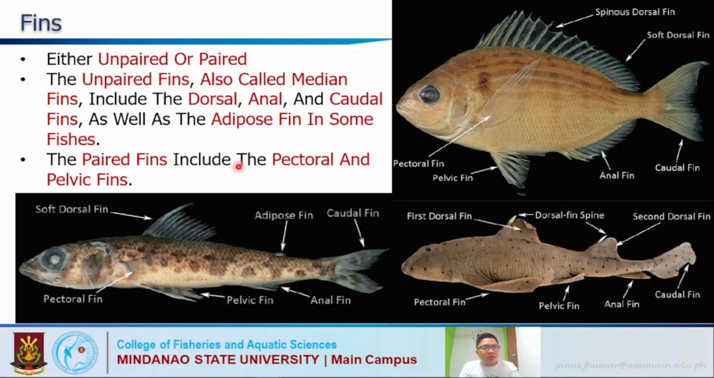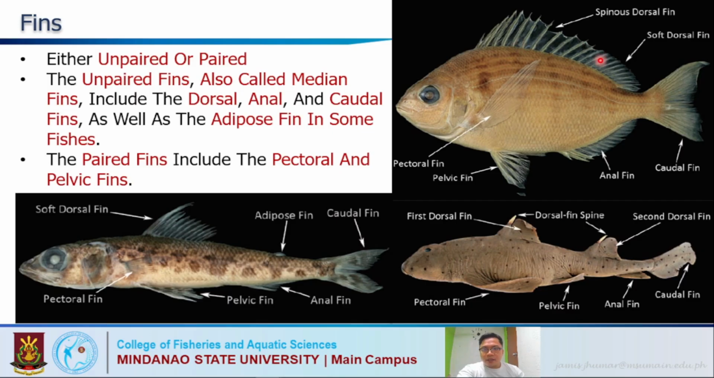And then let's proceed to the fin configurations of the different fishes. So fins are either paired or unpaired. The unpaired fins, also called the median fins, include dorsal, anal, and caudal fins, as well as the adipose fin in some fishes. The paired fins include pectoral fins and pelvic fins, and this is a typical example of a bony fish having these paired and unpaired fins.